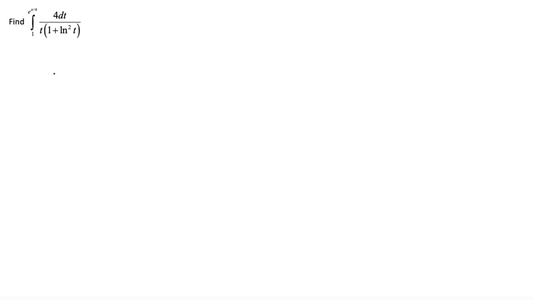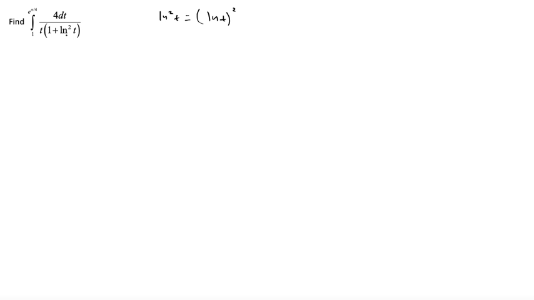We want to find this definite integral from 1 to e to the power of 4 of 4 dt over t times 1 plus ln squared of t. All right, so that's a little bit interesting right here. Now, don't be fooled by this. When we say ln squared of t, it's the same thing as ln of t squared. So the 4 we can always bring out.